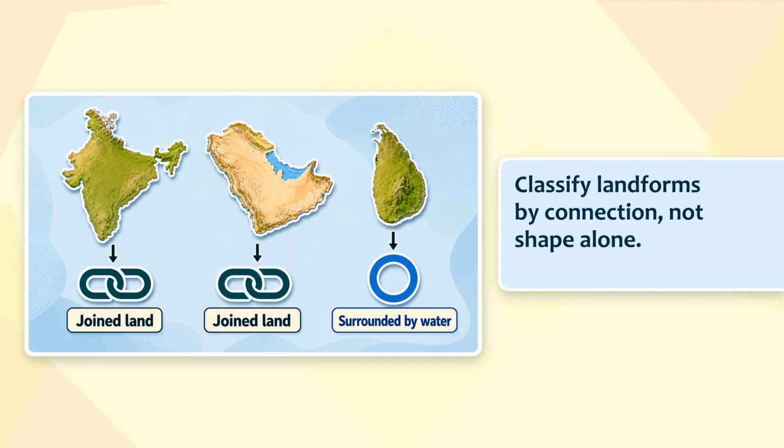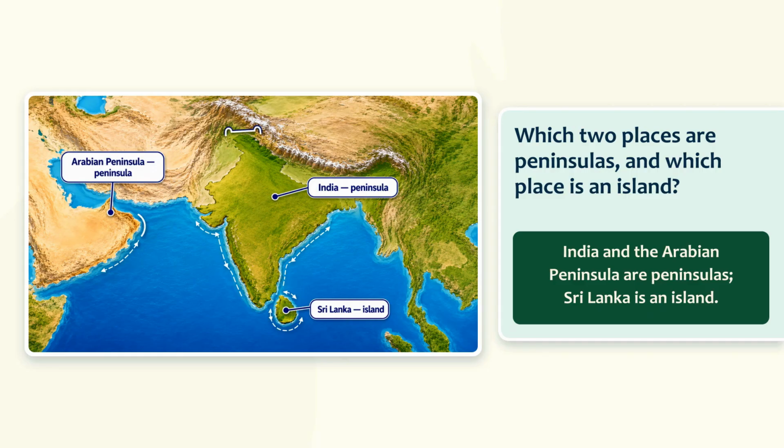A shared rule keeps the map reading accurate. Classify landforms by connection, not shape alone. Look for joined land or complete water separation. Use the same connection rule for all three places. Which two places are peninsulas and which place is an island? The map clues now fit together. India and the Arabian Peninsula are peninsulas. Sri Lanka is an island. The first two connect to larger land, while Sri Lanka is separated by water.